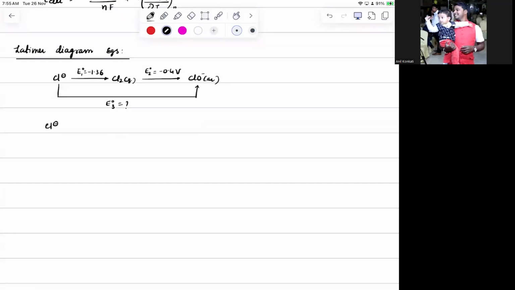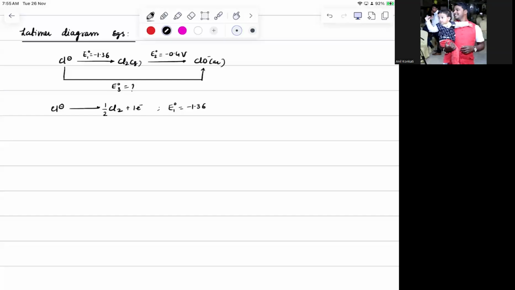So Cl minus is converting into Cl2 first. Obviously, here it is getting oxidized, which means half Cl2 plus one electron. So that's how it is getting oxidized. So E naught 1 value is an oxidation potential, which is 1.36. Next, Cl2 is converting into ClO minus. Okay, so obviously it is again gaining electrons here, so it is a reduction value. Sorry, yeah, it is again an oxidation value because chlorine is getting oxidized again.